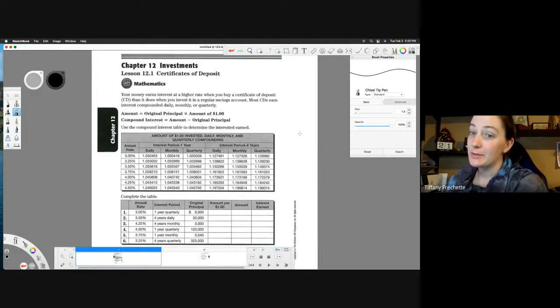We are starting chapter 12 in business math this week. So chapter 12, section 1 is certificates of deposit, otherwise called CDs. We tend not to say the full certificate of deposit, but they will kind of interchange that here on this worksheet. As always, make sure you have your textbook.